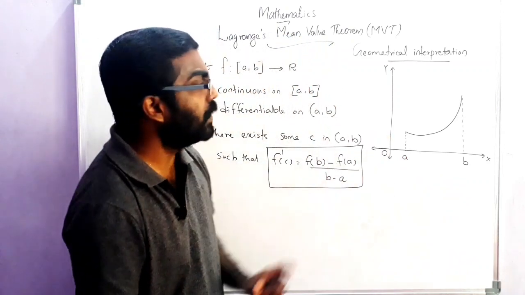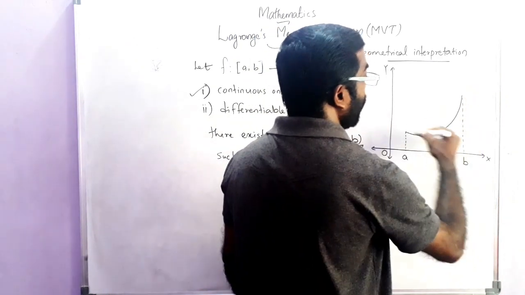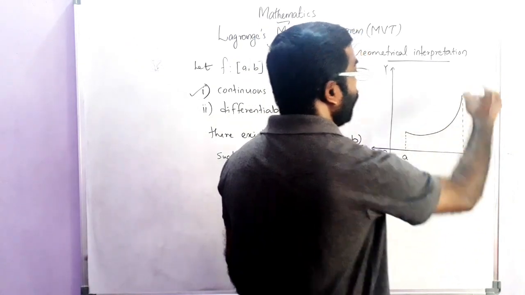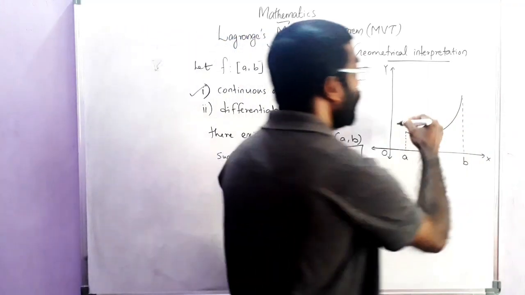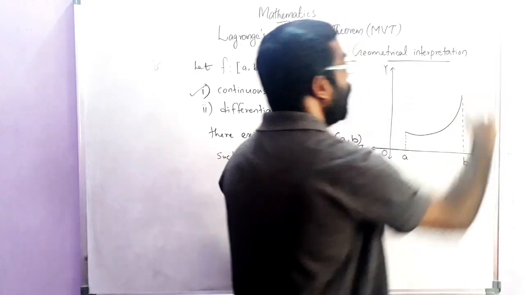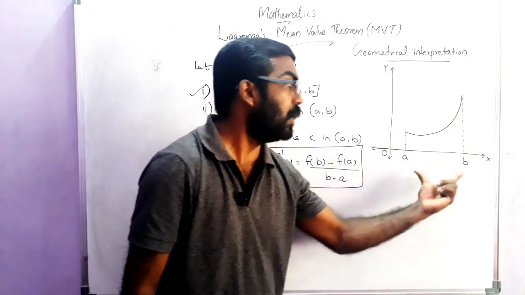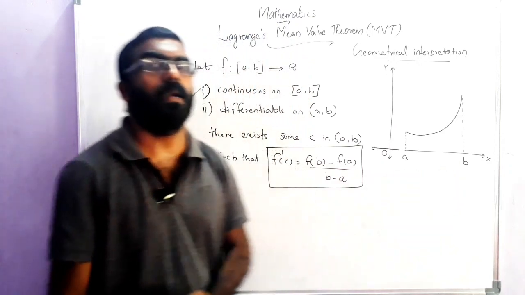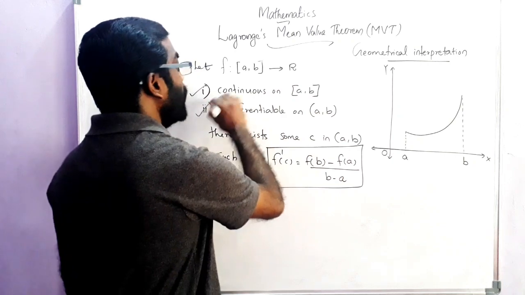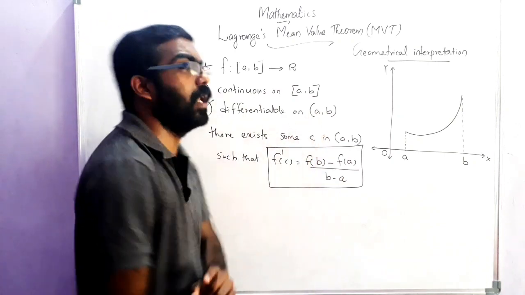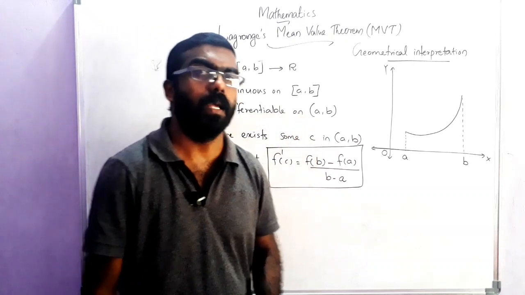Okay, look at the graph. Here we draw the graph without any breaks. Clear? We can draw the graph without lifting the pen from the paper, and we can say the function is continuous on the entire interval. That means the function is continuous on closed interval a comma b. Understood? Now the second one is differentiable on open interval ab.